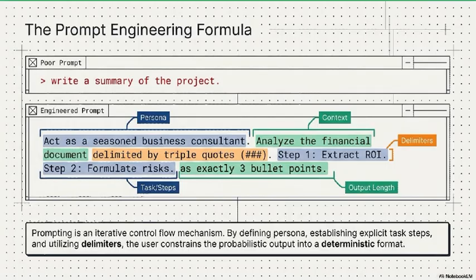Brilliant. Third, you define the task and steps. Step 1, extract ROI. Step 2, formulate risks. And fourth, you dictate the strict output length as exactly 3 bullet points.